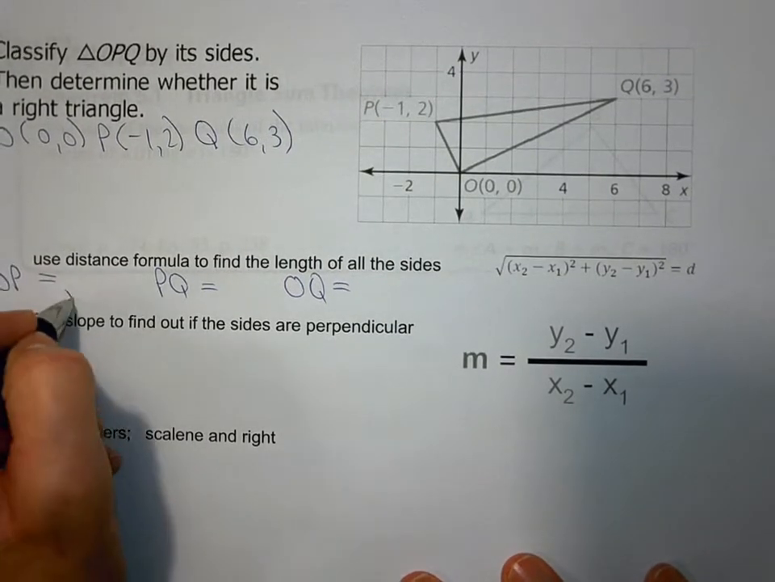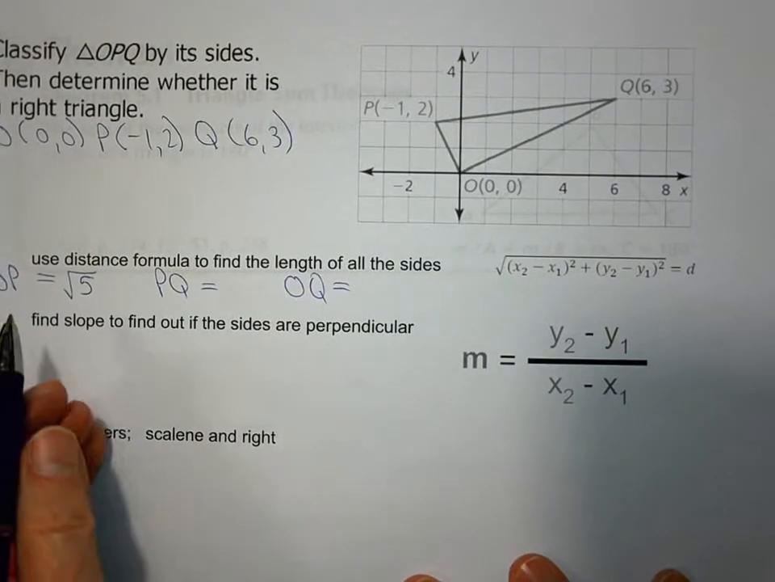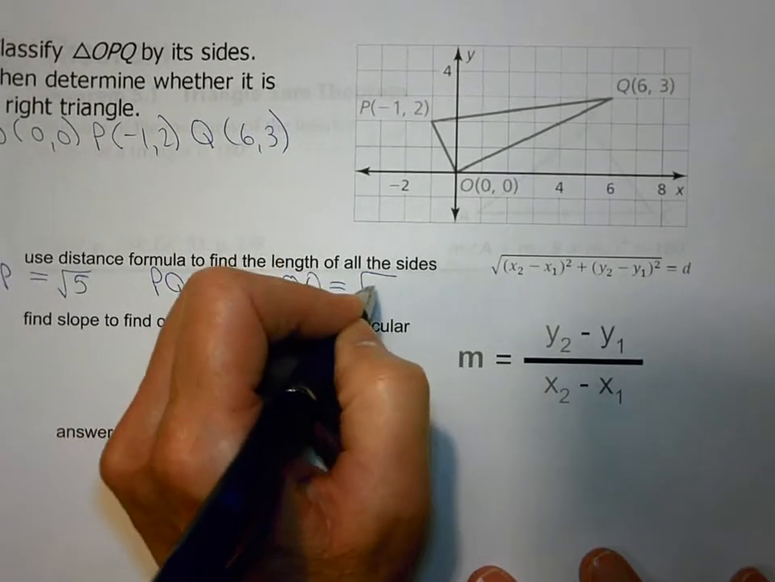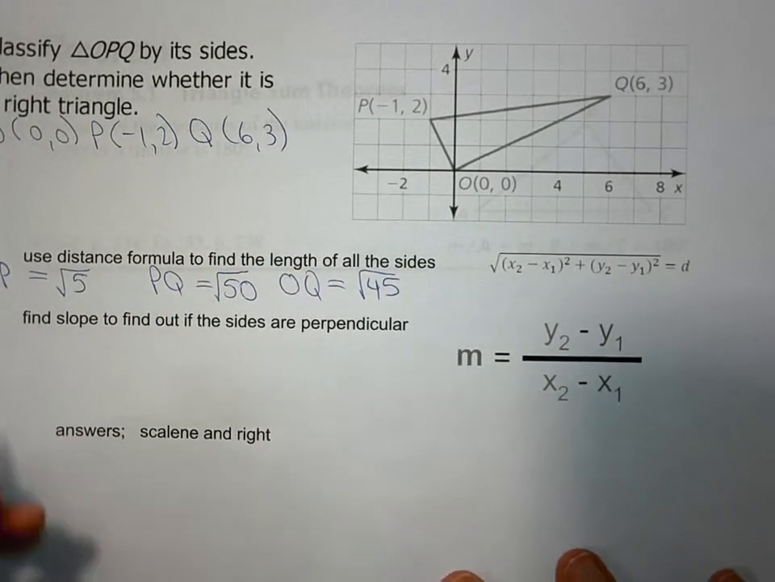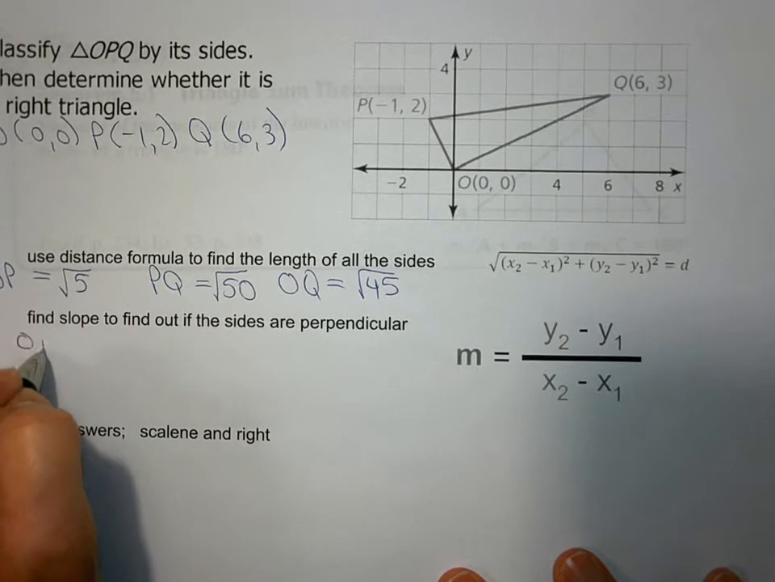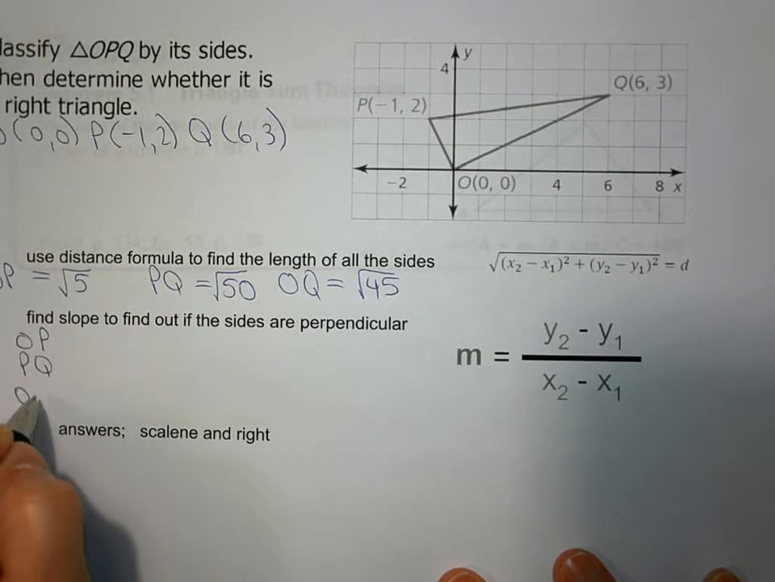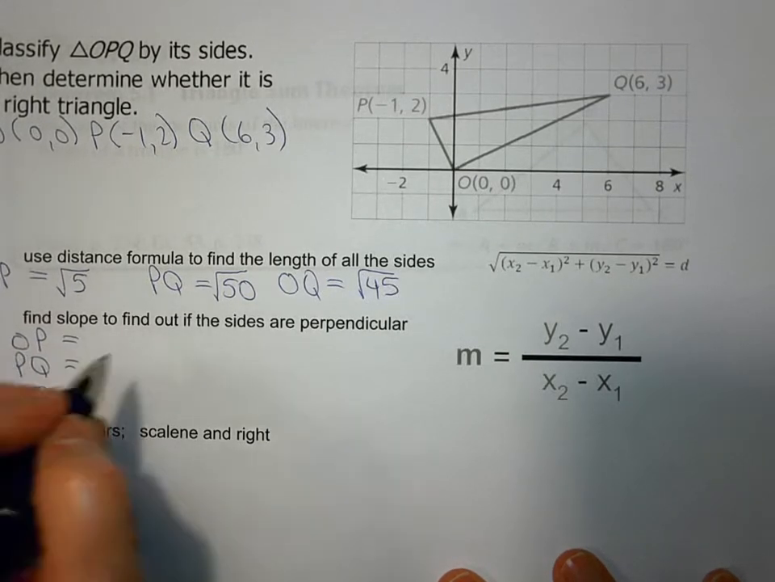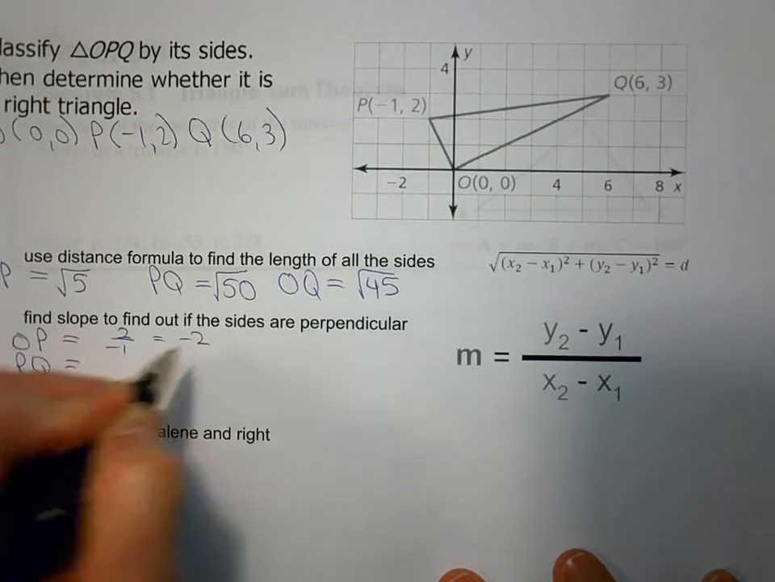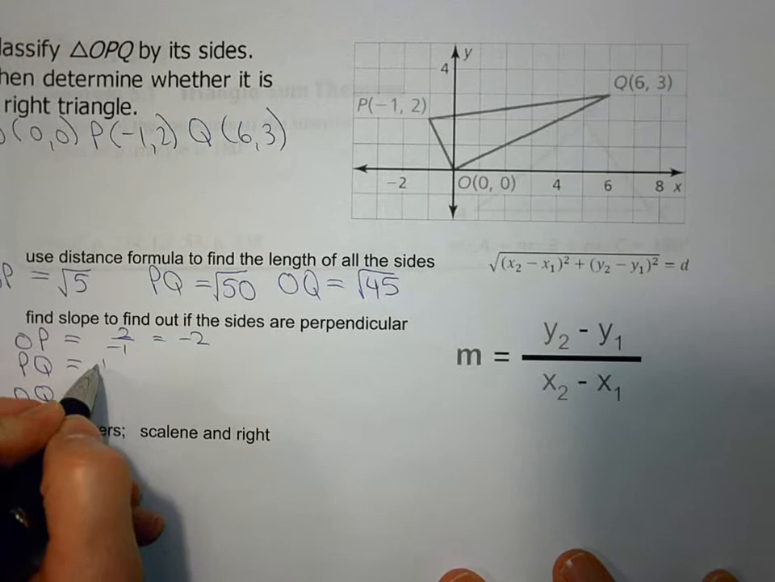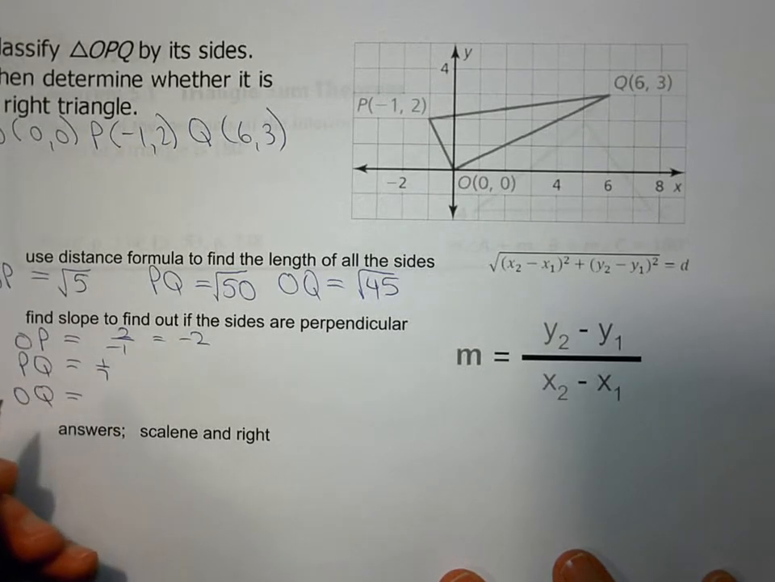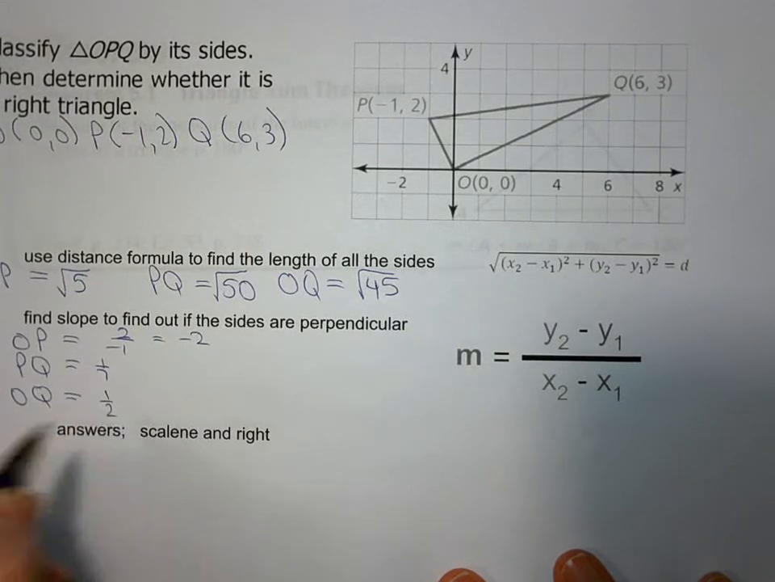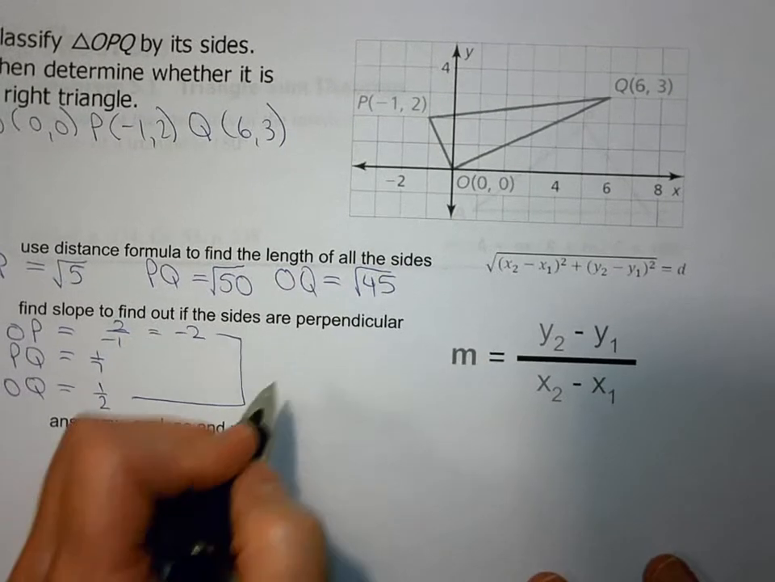So OP should come out to square root of 5. Please do the work. PQ should come out to square root of 50. Please do the work. And OQ should be square root of 45. So please do the work. If you find slopes for all 3 sides, OP, PQ, and OQ again, the slope of OP is going to be 2 over -1, or -2. PQ is going to be 1 over 7, and OQ is going to be 1 over 2. So if you look at these two, they are perpendicular.